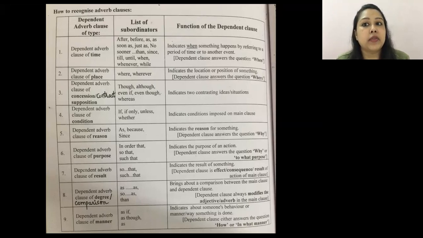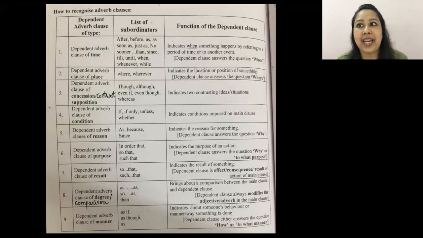Dependent adverb clause of condition, it would have if, only if, unless, whether. Dependent adverb clause of reason, you would have as, because, since. If we talk about purpose, you have subordinators like in order that, so that, such that. Adverb clause of result, you have so, that.